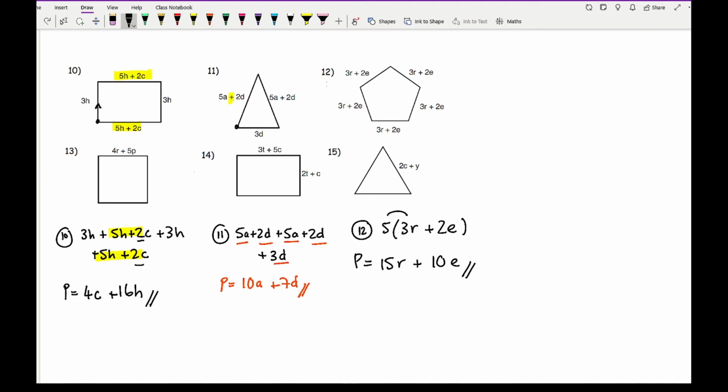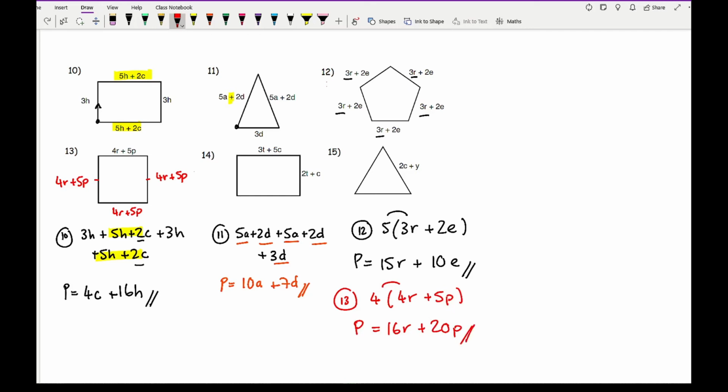Now if you did add all those R's together, so 3 plus 3 plus 3 plus 3 plus 3 is 15, and 2 plus 2 plus 2 plus 2 plus 2 is 10. So that gives me my 10E. Now with question 13, I'm assuming this is a square, so this side is also going to be 4r plus 5p. This side is going to be 4r plus 5p, and this side here is going to be 4r plus 5p. So with question 13, I've got 4 lots of 4r plus 5p. Again, if I expand the brackets, I get 16r plus 20p, and that equals capital P.